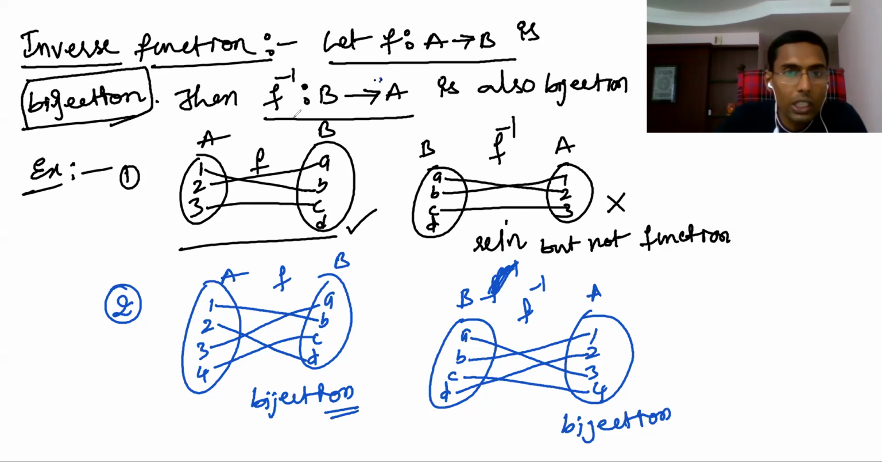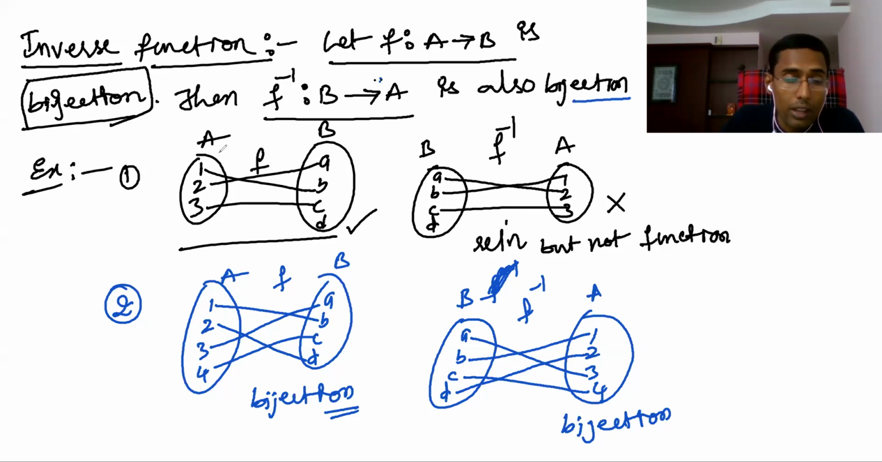So what we learned here is that if f is a function from A to B, then f inverse always exists, but this f inverse may not be a function. But if f inverse has to be a function, what is the condition? f has to be a bijection, both one-one and onto. Then the inverse function exists from B to A, and that also becomes a bijection.